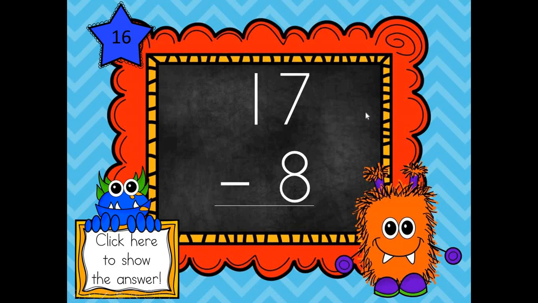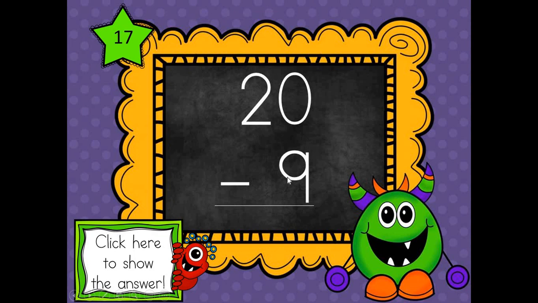All right, we're going to do 5 more. 17 take away 8. Did you get 9? Good. Ooh, 20 take away 9. That's a big one. I think you can do it. Might be a good idea to count backwards. Did you get 11? Good.